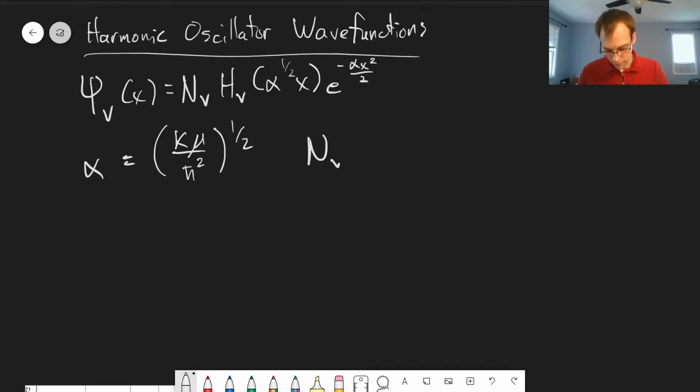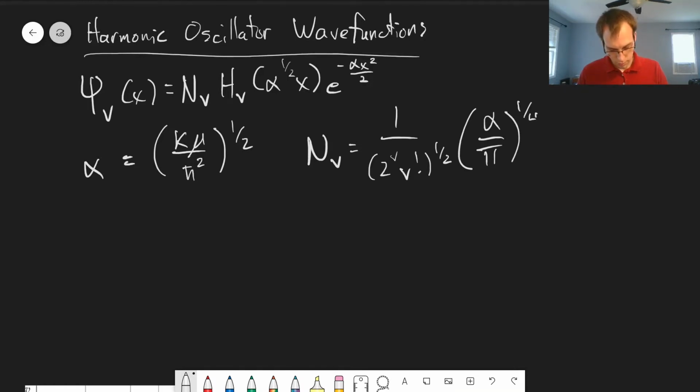N, indexed by the quantum number v, is a normalization constant, and it's equal to 1 over 2 raised to the v times v factorial, to the 1/2 power, times alpha over pi to the 1/4. All right, and so this is, again, just a collection of constants as well.